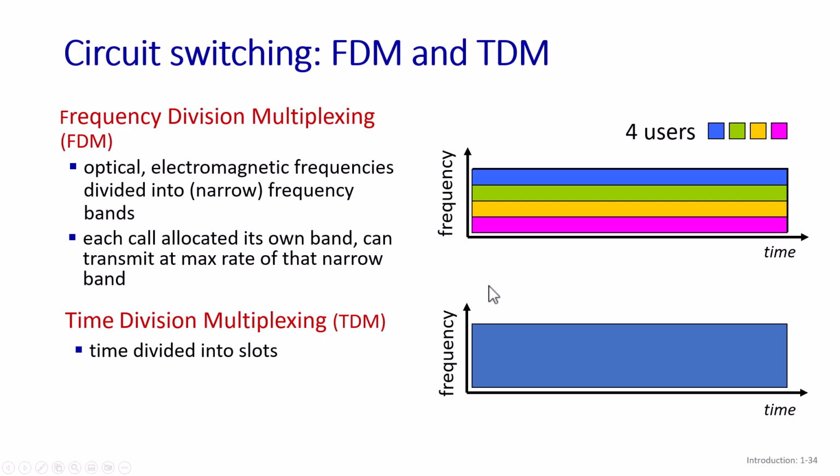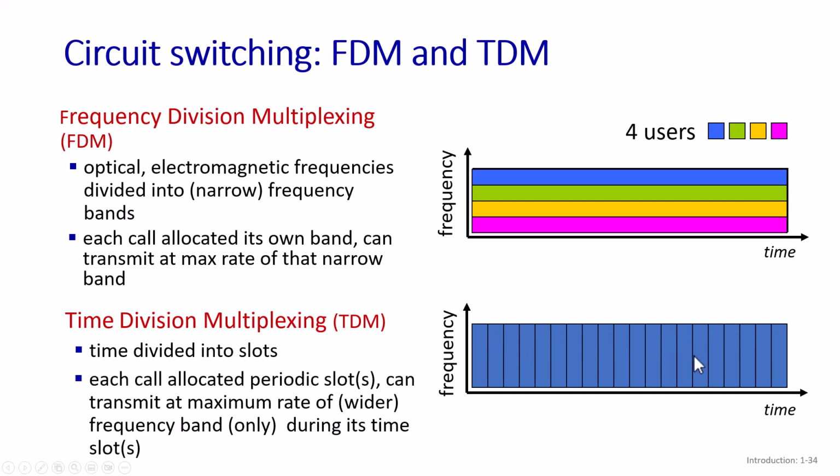And in time division multiplexing, in TDM, time is divided into slots. So we divide the time into slots rather than the frequency band, and each call is allocated periodic slots. So we can transmit at the maximum rate of the frequency band, but only during its time slots. Let's say the first user gets this time slot, the second user gets this time slot, the third user gets this one, and the fourth user gets this one. So the first user has to wait its turn until its time slot.